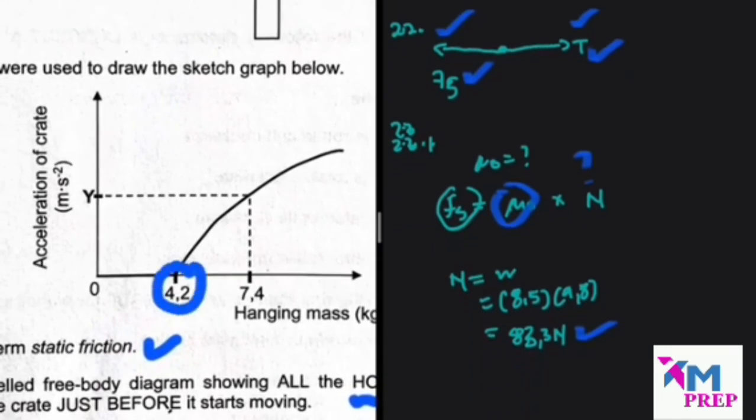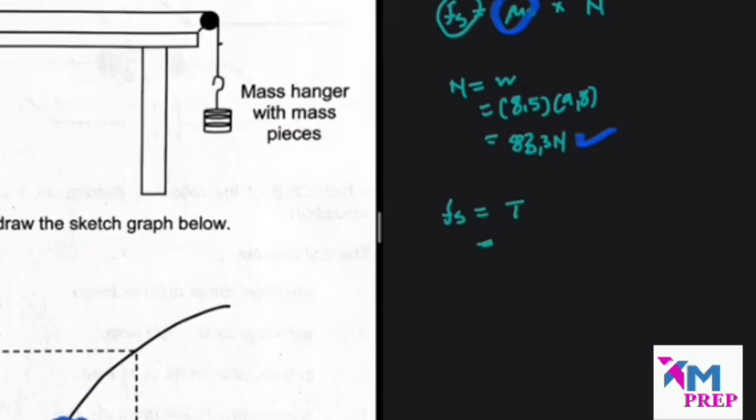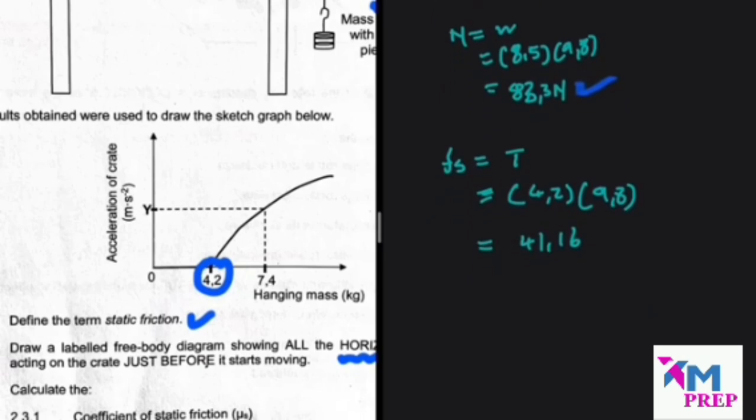Right here at 4.2, the static frictional force is equal to the tension, right? But the tension on the mass hanger with the mass pieces is just equal to the weight of that object. So what is the mass of that thing? Let's take a look. The mass is 4.2, and the acceleration due to gravity is 9.8. So we have 4.2 multiplied by 9.8, which is equal to 41.16. So we have the static frictional force.